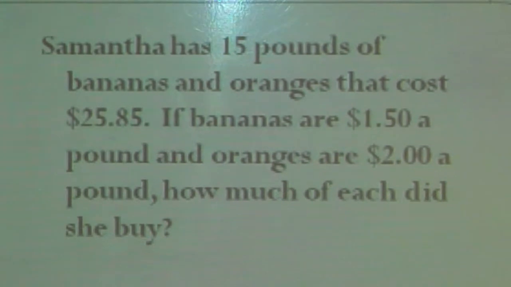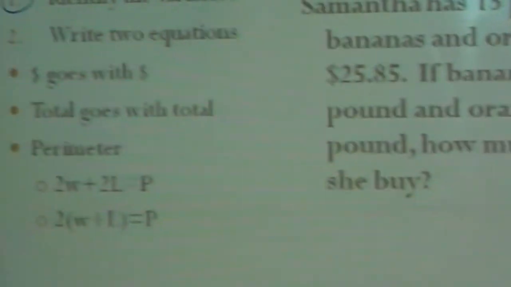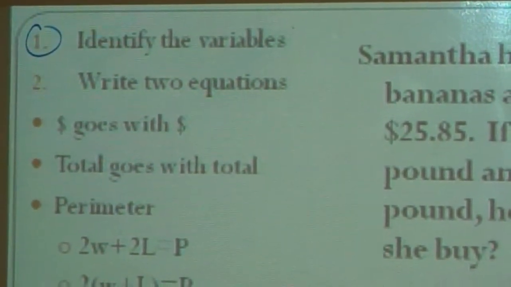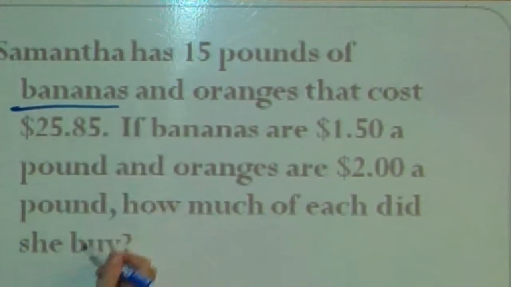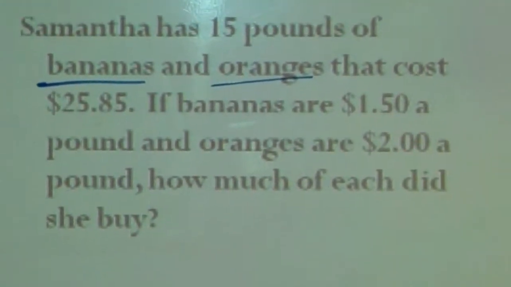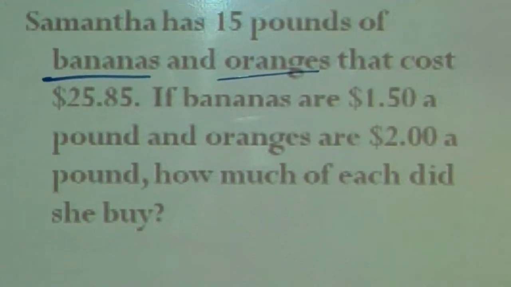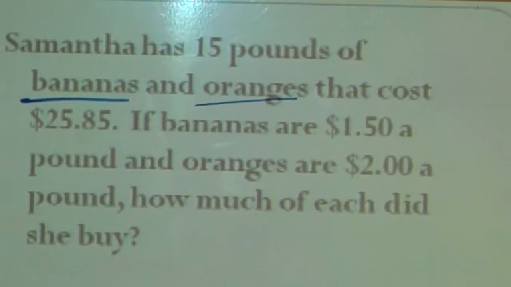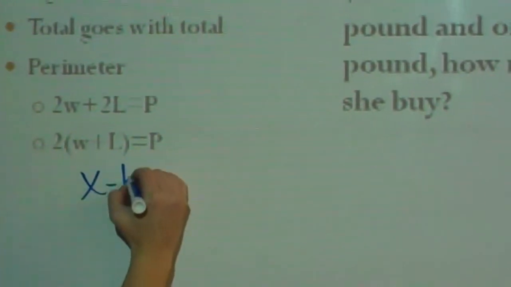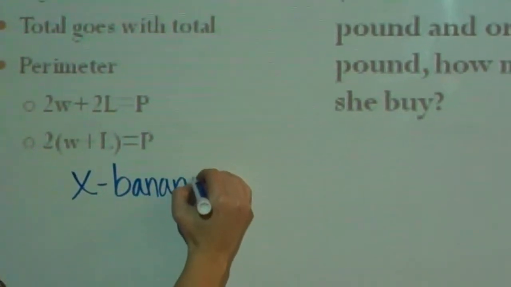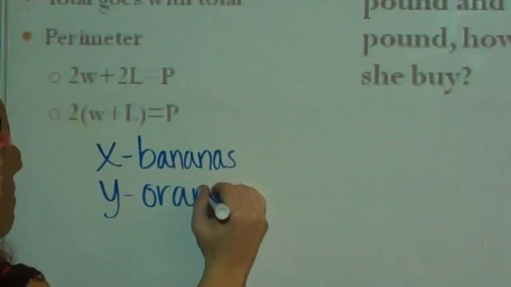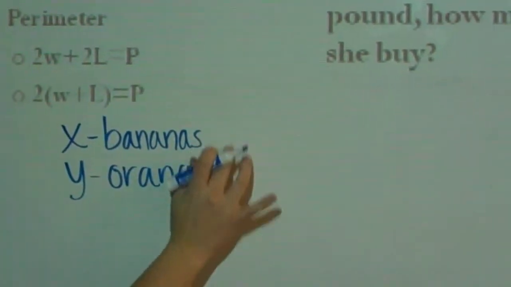Let's go ahead with our steps. The first one is to identify the variables. So what two things are we talking about? If you look at the word problem, it's pretty clear that we're talking about bananas and oranges. So those are my two things. Some people will use B for bananas and O for oranges, it doesn't matter. I'm going to just use X and Y. To remind myself, I'm going to write it down. X is bananas, technically pounds of bananas, and Y equals oranges, because we don't know how many pounds of each they bought.